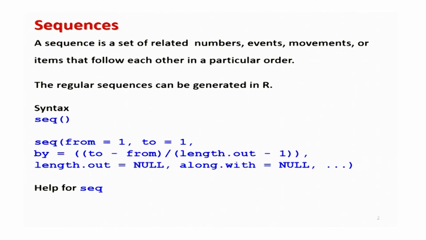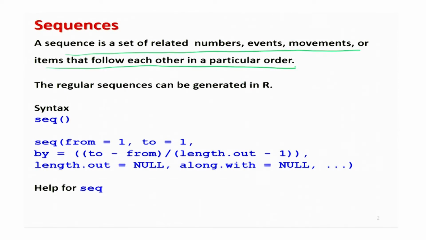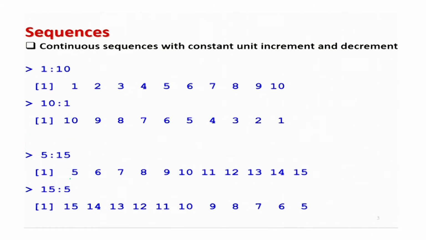As we had understood in the last lecture, a sequence is a set of related numbers, events, movements or items that follow each other in a particular order, and we had explored the application of the command seq. I had asked you that if you need more information you can look into the help. Now, today I am going to take another aspect. If I write the earlier command with from equal to 1 and to equal to 10, this will give you values like 1, 2, 3, 4 up to 10.